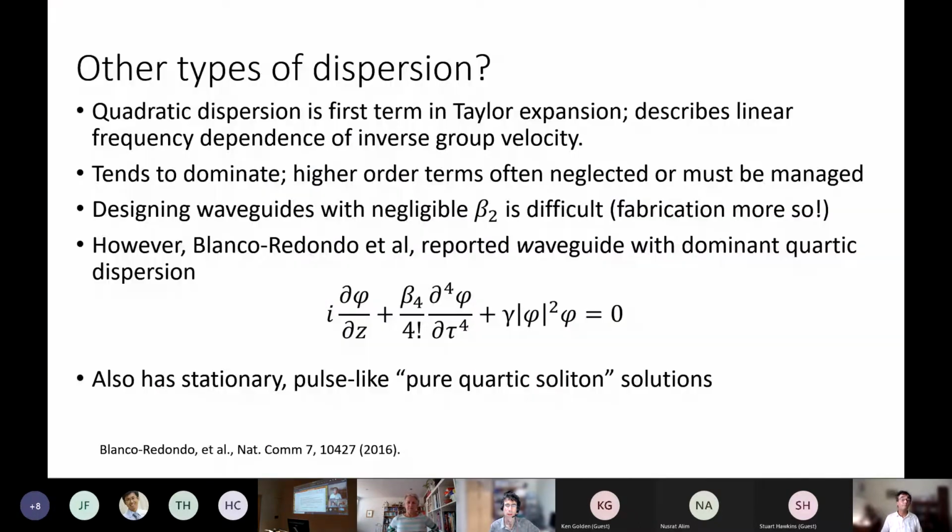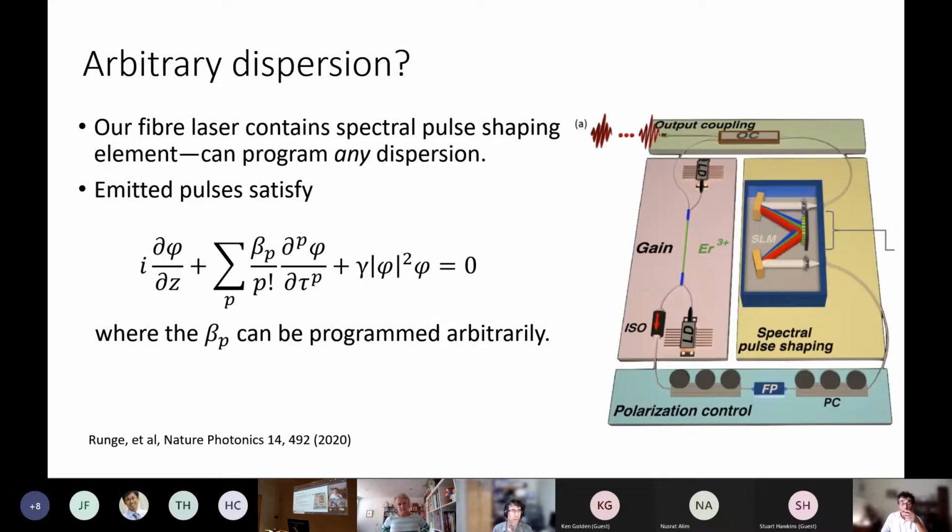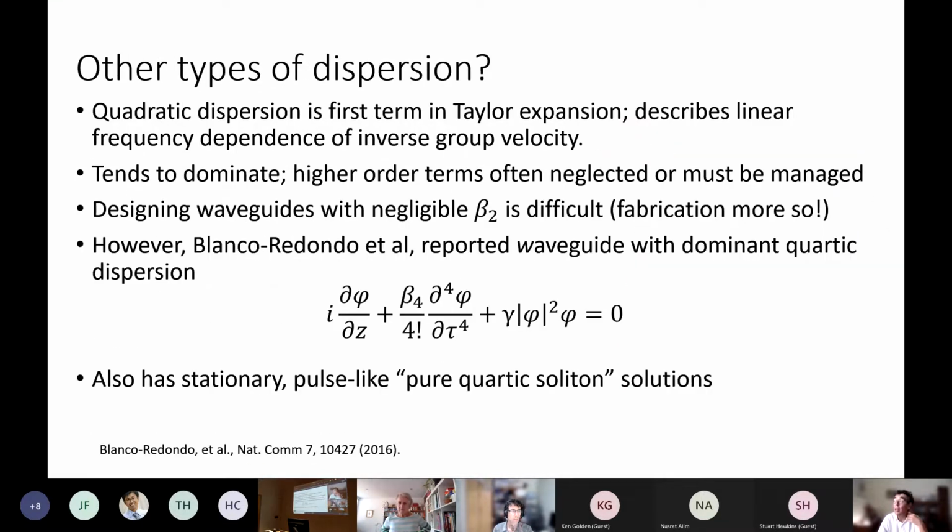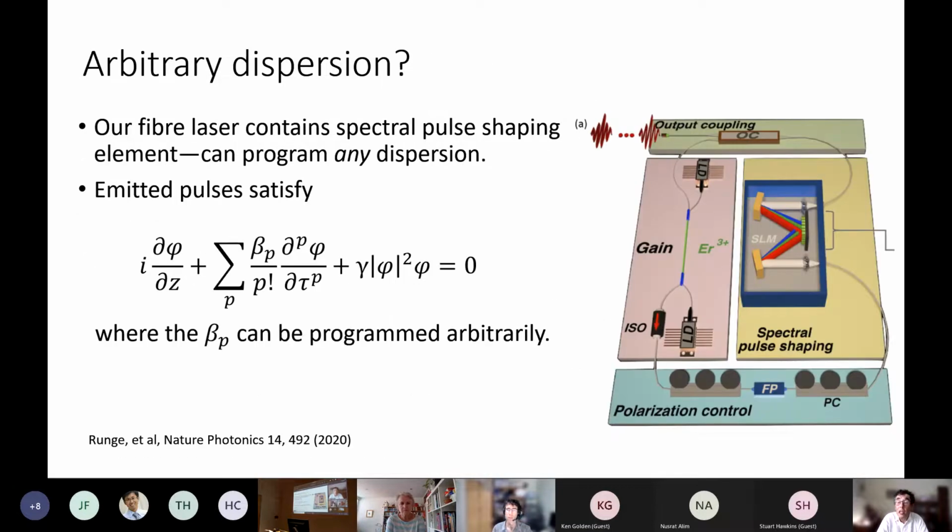All right, so. Oh, good. She found the solitons when you balance the nonlinearity with this higher order dispersion. Now, as I mentioned, doing this in a systematic way is hard because designing appropriate waveguides with appropriate dispersion is in fact very difficult. And so what we did instead is we built a laser that in effect can give you any dispersion you want.